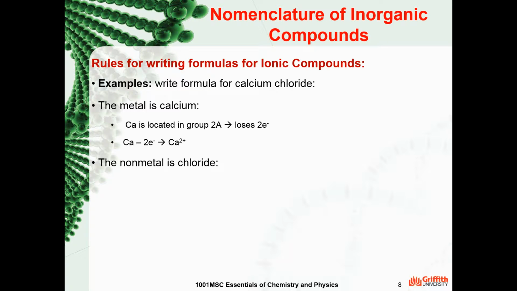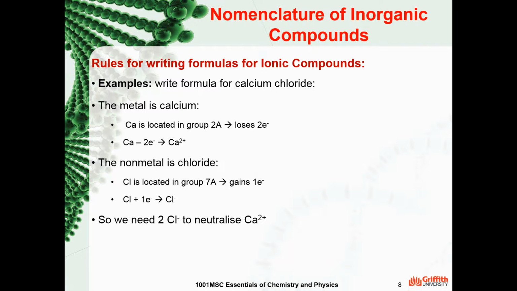Now let's look at the non-metal part of the compound, which in this example is chlorine. Chlorine is located in group 7A on the periodic table, so it has 7 valence electrons, and it needs 1 electron to achieve stable structure similar to argon. Thus, chlorine forms an anion with a -1 charge. Remember that the compound should be neutral, so we need 2 chloride anions to neutralize the 1 calcium cation. Therefore, the formula for this compound is CaCl2. We will practice more examples in the tutorial sessions.